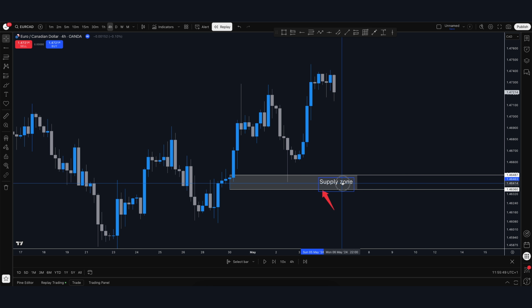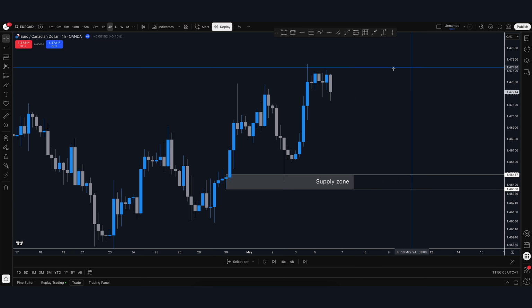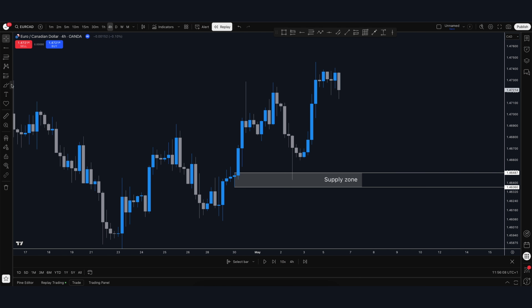So supply and demand essentially shows prices that buyers and sellers are happy to pay for assets, and what we're looking for is a follow through of that willingness to buy at these levels once the market returns to them. It's very simple stuff. So that's the theory behind supply and demand. The next thing we need to cover is just how we draw these zones. And this one's really quick.